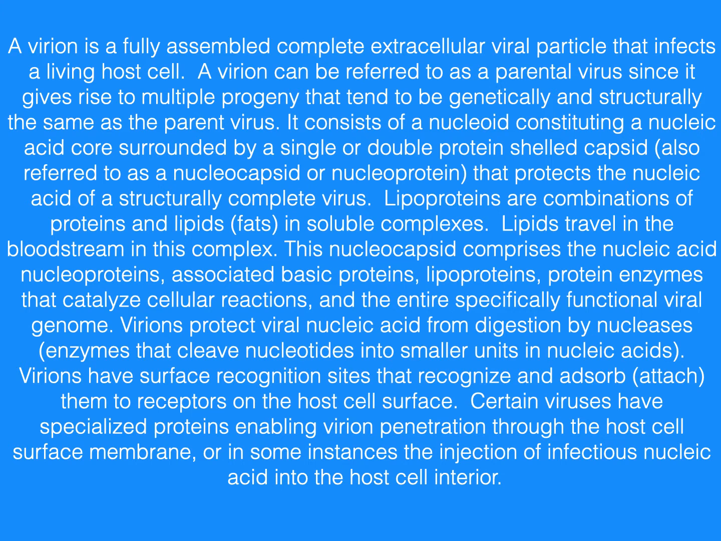A virion is a fully assembled complete extracellular viral particle that infects a living host cell. A virion can be referred to as a parental virus since it gives rise to multiple progeny that tend to be genetically and structurally the same as the parent virus. It consists of a nucleoid constituting a nucleic acid core surrounded by a single or double protein shelled capsid that protects the nucleic acid of a structurally complete virus.